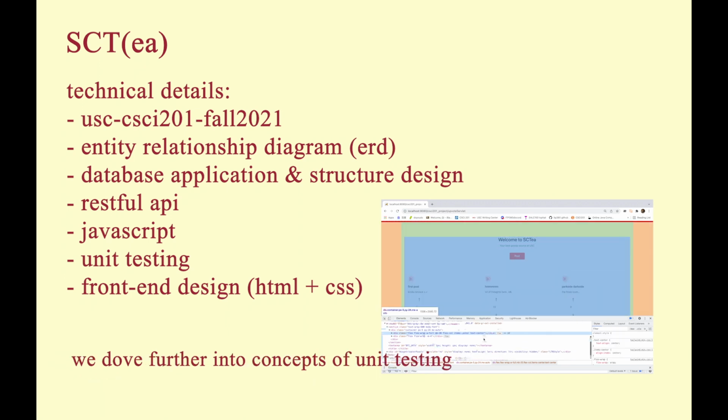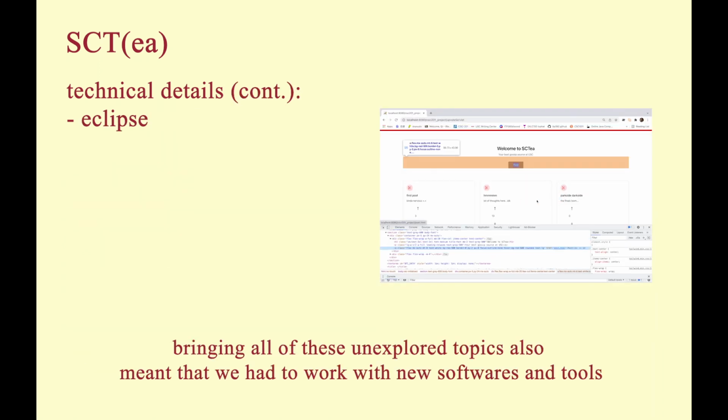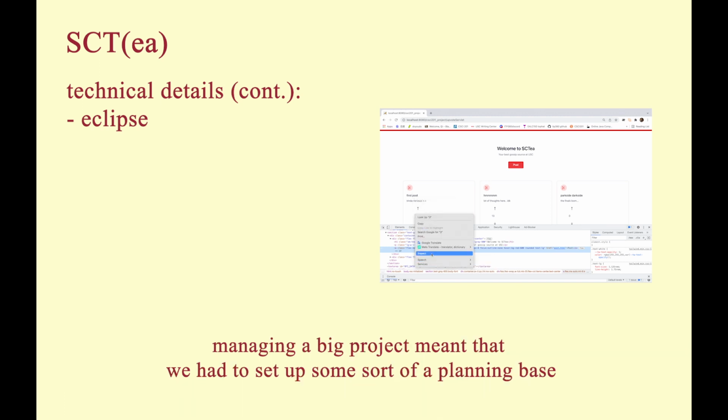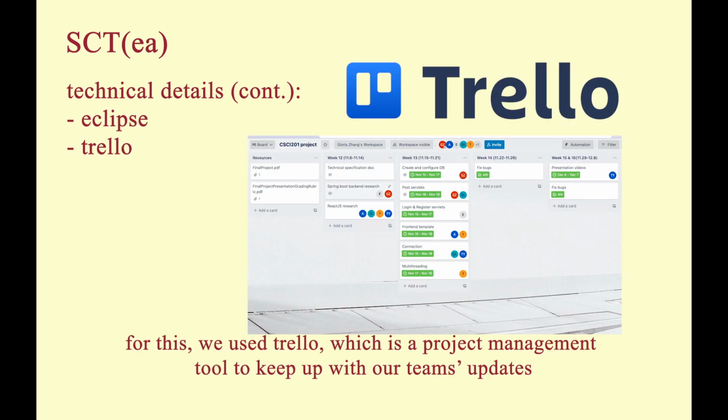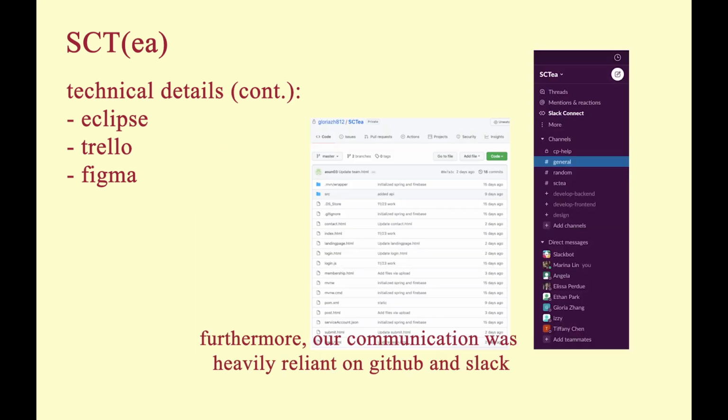We dove further into concepts of unit testing with white box and black box testing to bring a smooth user experience. Bringing all of these unexplored topics also meant that we had to work with new software and tools. Managing a big project meant that we had to set up some sort of planning base. For this, we used Trello, which is a project management tool to keep up with our team's updates, and Figma to design our prototype design. Furthermore, our communication was heavily reliant on GitHub and Slack.